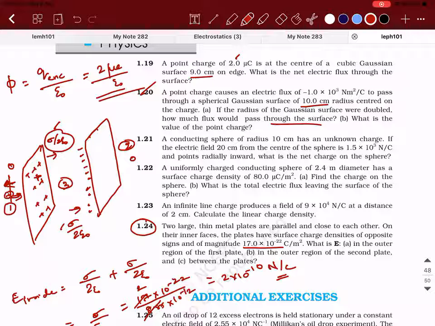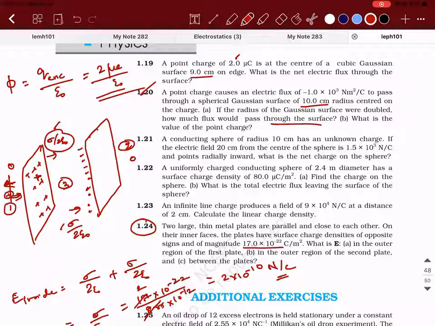Whether you are going to use a Gaussian surface of 10 centimeter radius or 20 centimeter or infinite radius, as long as the total charge enclosed by the Gaussian surface is still the same, nothing is going to happen. So what is the answer to this? Nothing. No change, because the total charge present inside is still the same.